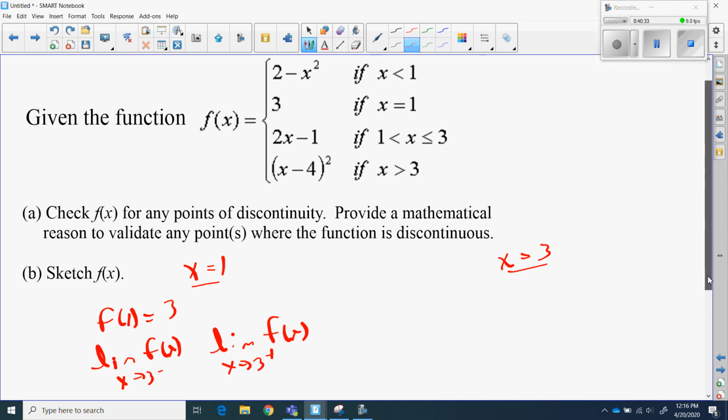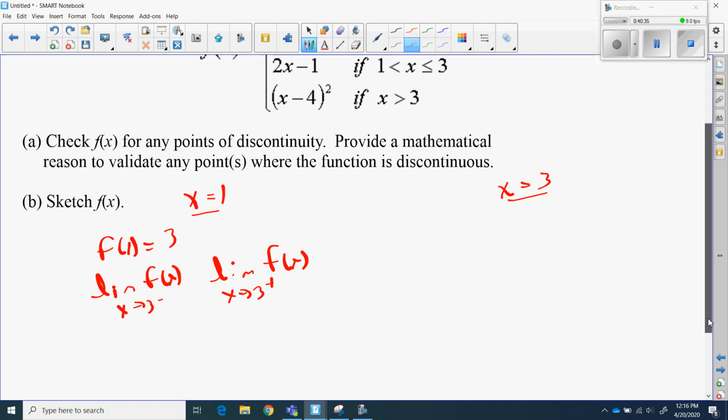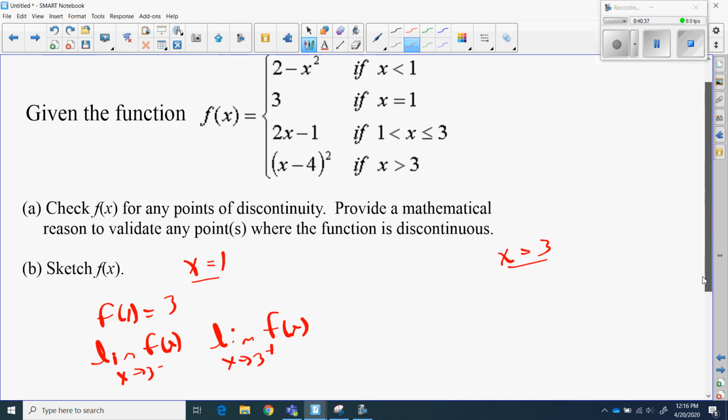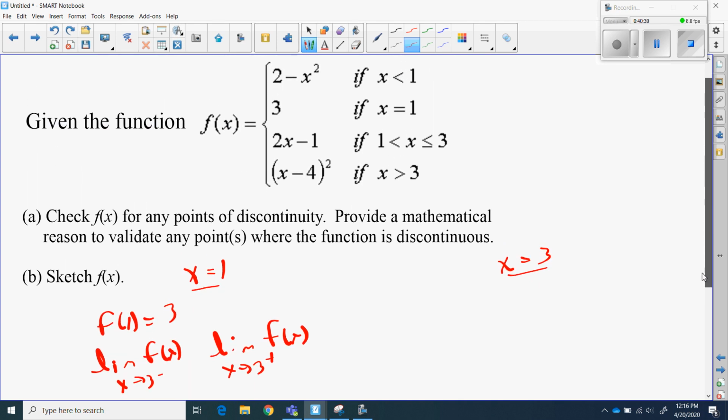So let's just scroll down a bit. Sorry, not 3 from the left. Why do I have 3? That should be 1, not 3. I hope that didn't confuse you. I was looking here instead of up here. We're looking at 1 for our continuity check. It should be 1 from the left and 1 from the right.